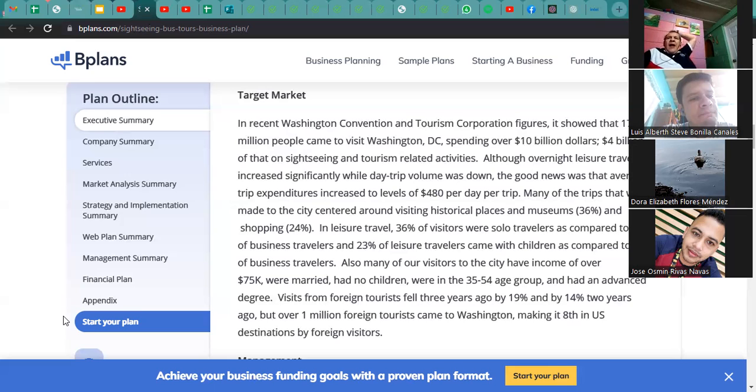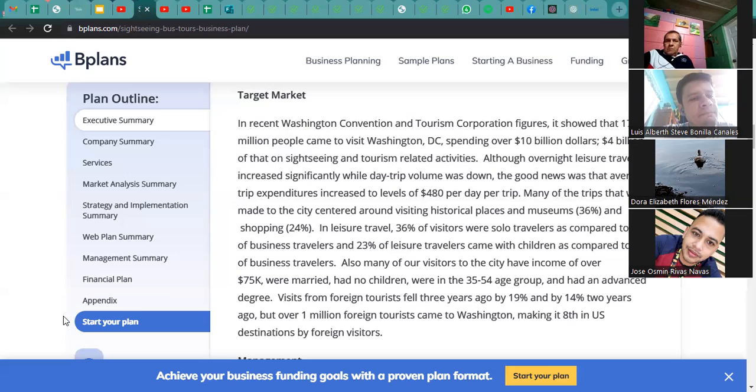Many of the trips that were made to the city centered around visiting historical places and museums, 36%, and shopping, 24%. In leisure travel, 36% of visitors were solo travelers, as compared to 80% of business travelers, and 23% of leisure travelers came with children as compared to 6% of business travelers. Also many visitors to the city have incomes of over $75,000, were married, had no children, were in the defined 54 age group, and had an advanced degree.